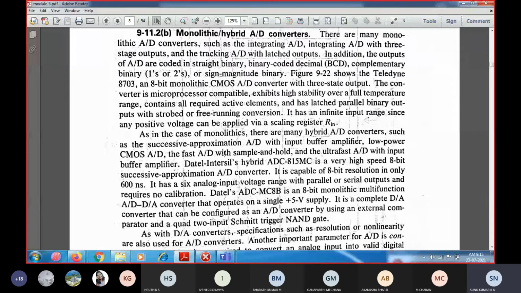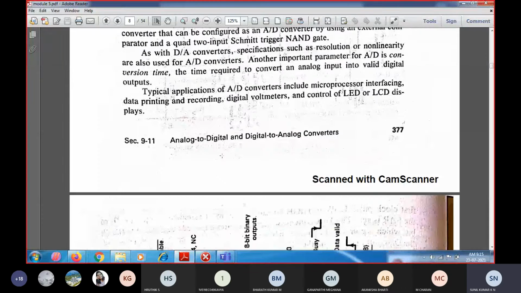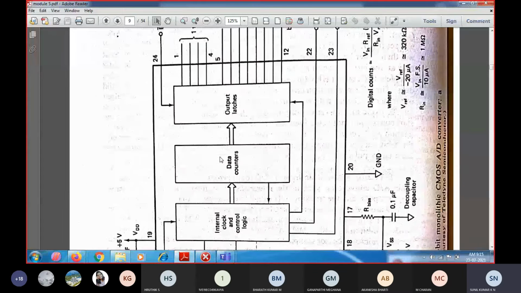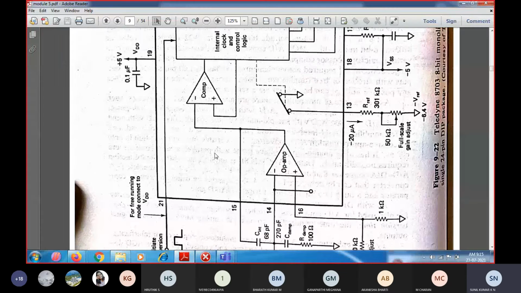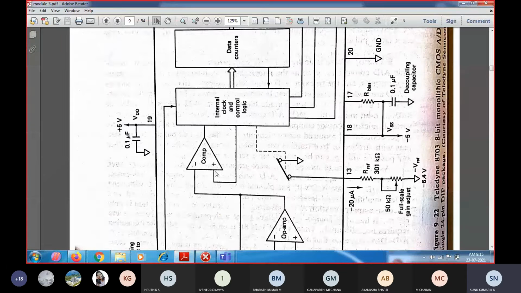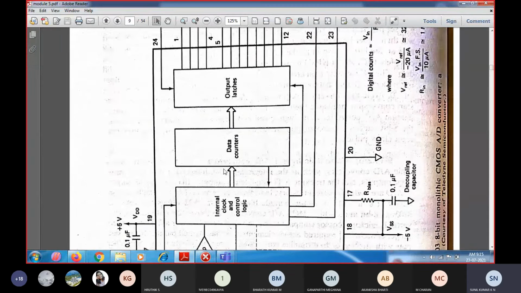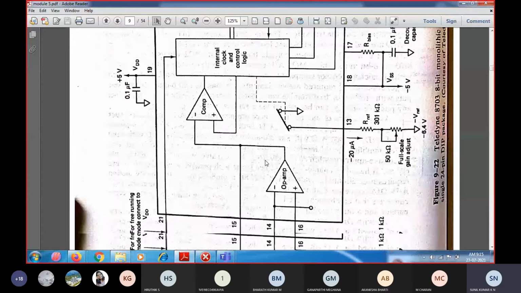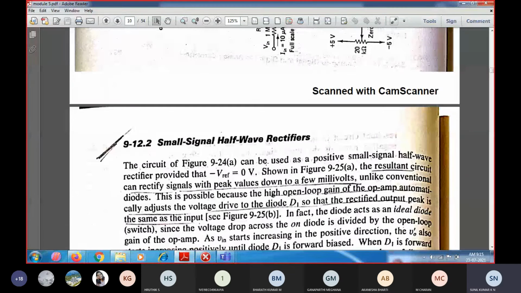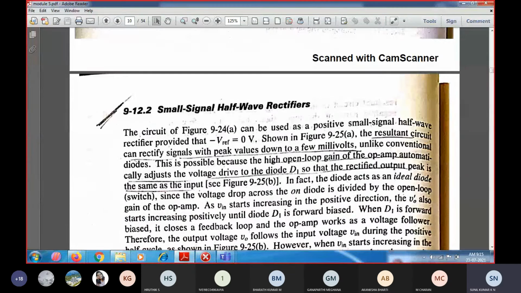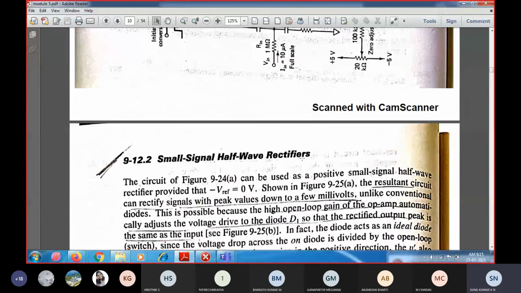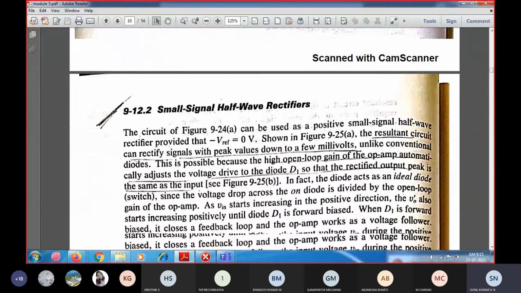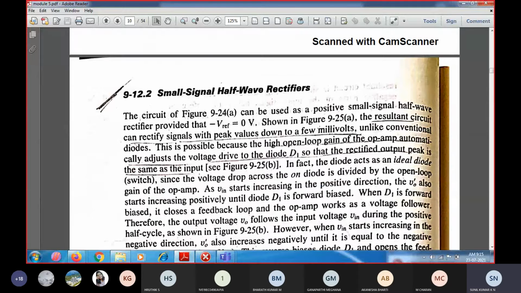We can also design this using a monolithic ADC, using an IC which converts the analog signal into the corresponding digital representation. This is not in the syllabus, so just be aware of the working of the successive approximation register. This is nothing but a monolithic IC design, a monolithic successive approximation register ADC.